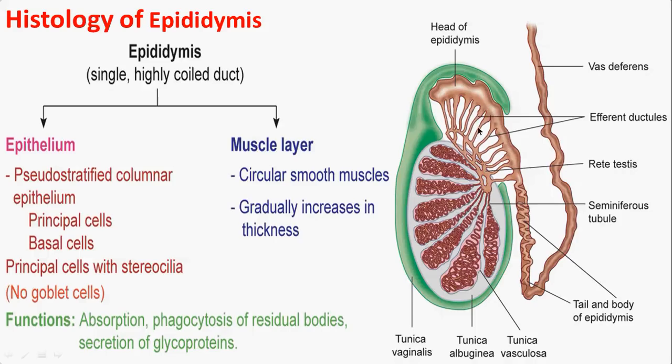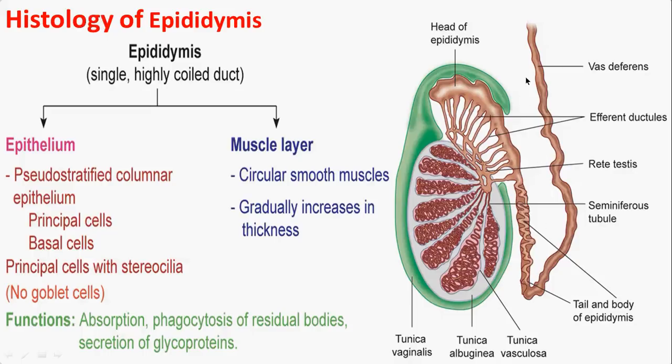Histology of the epididymis. We know this is the epididymis. This epididymis is formed by the efferent ductules. About the epididymis, it is a 20 feet long, or you can say 6 meter long, highly coiled tube present on the posterolateral aspect of the posterior border of the testis. And we have divided the epididymis into the head, body and the tail.